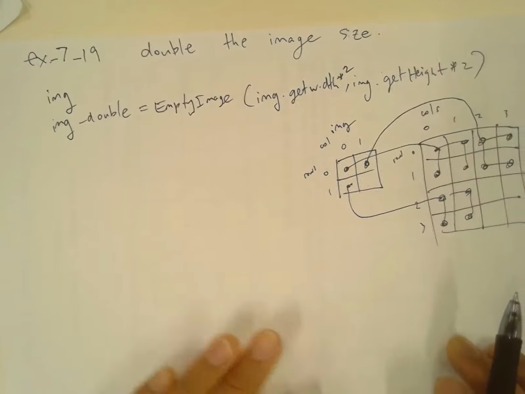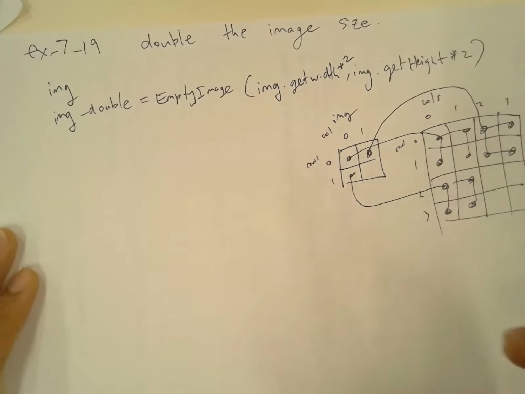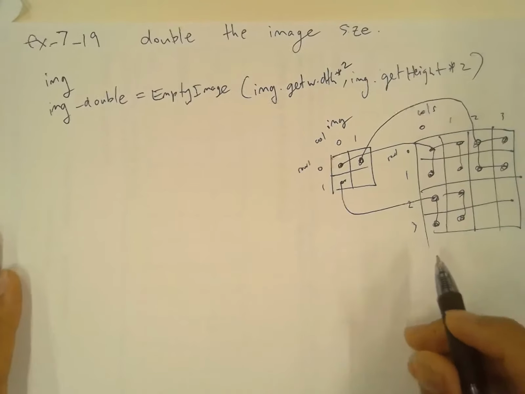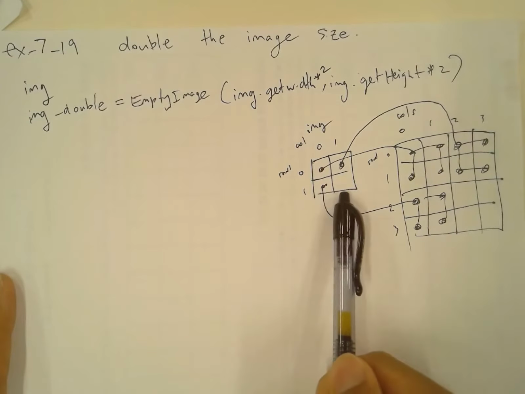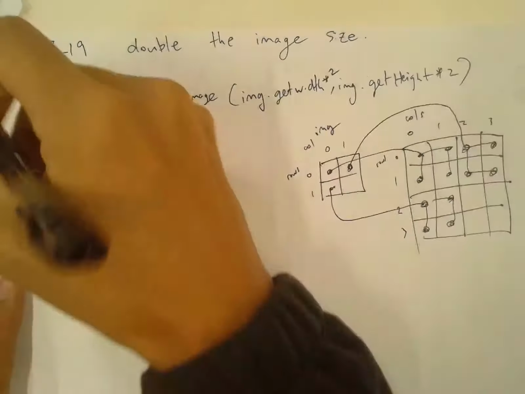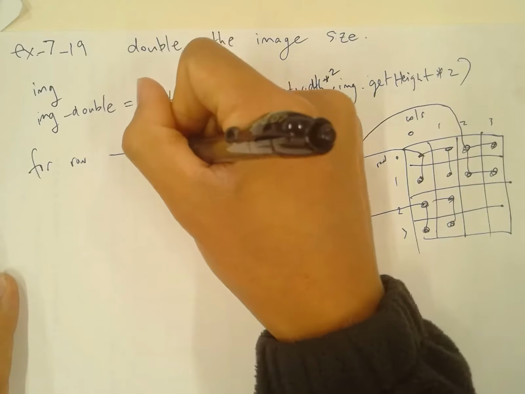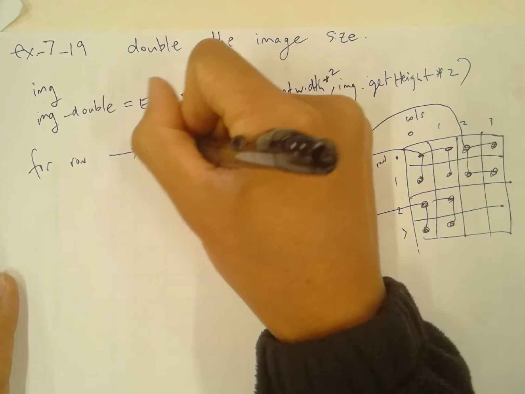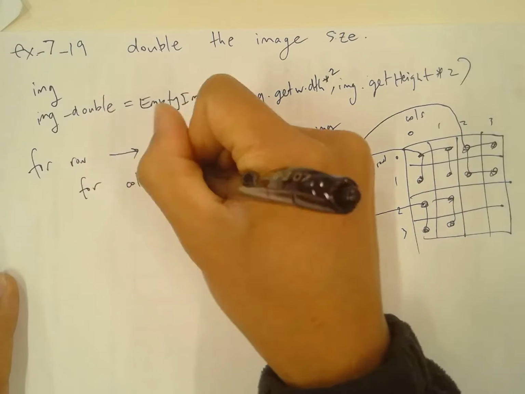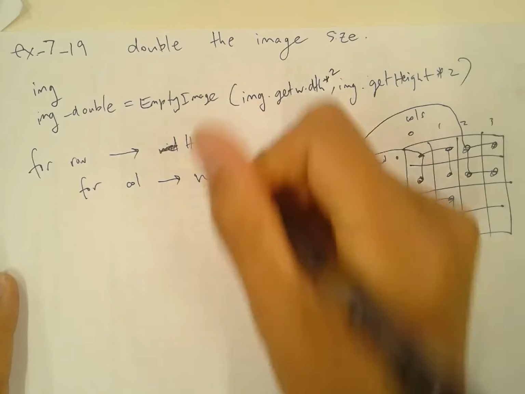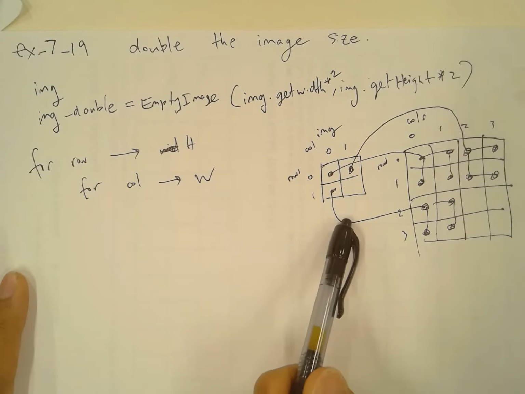And so you might be thinking, okay, I understand what I need to do. Now, how do I actually do it? What we need to start out with is a nested for loop so that we can iterate through each pixel in the original picture. So we're going to say for row up to the height, and then a nested for loop, for column up to the width, of the original picture.